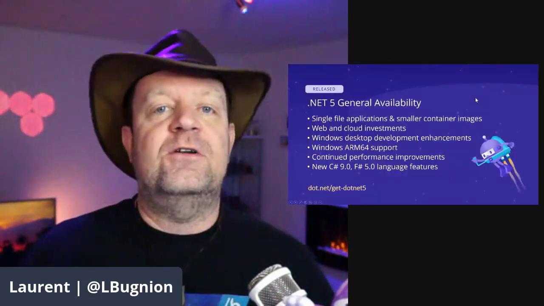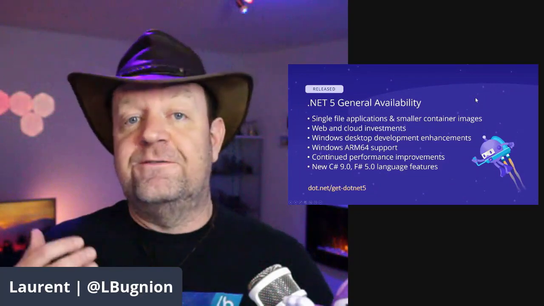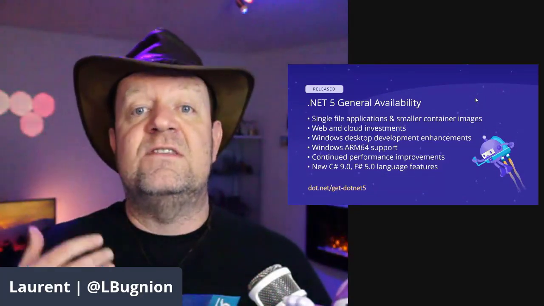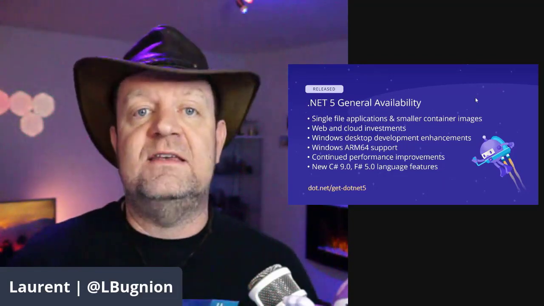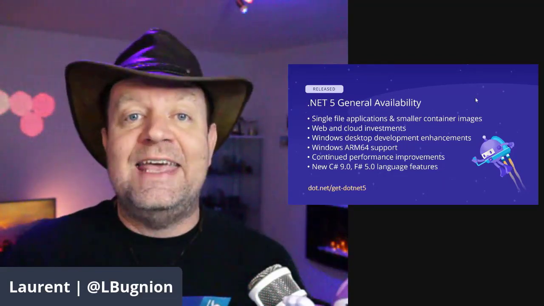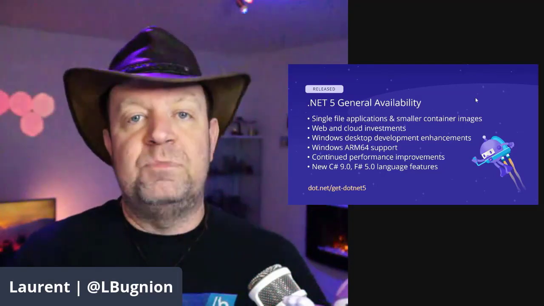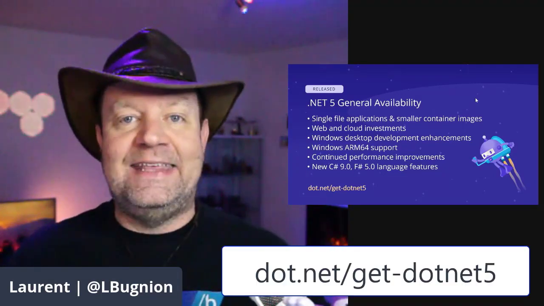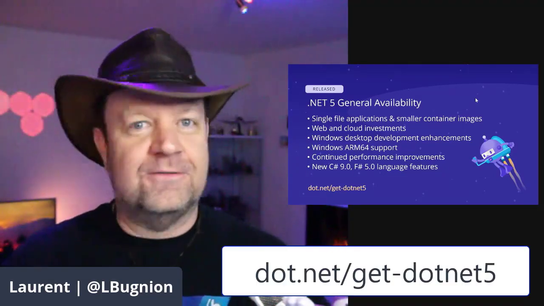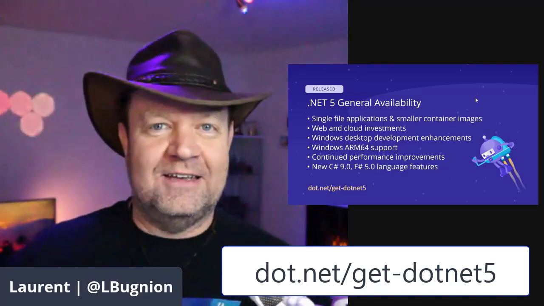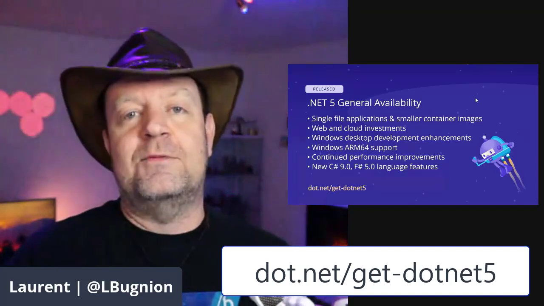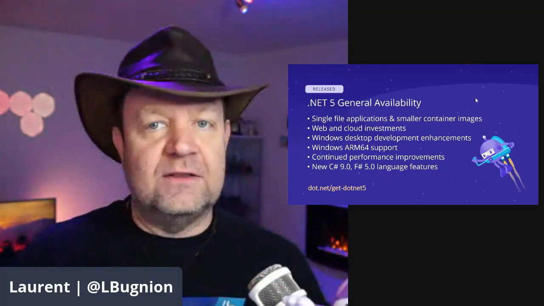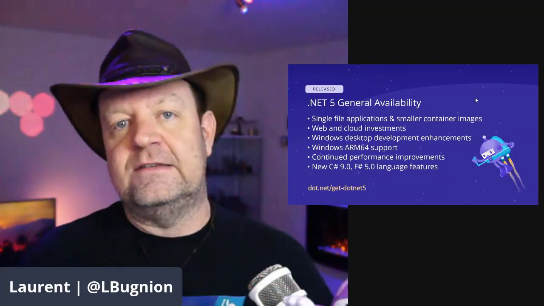So let's talk a little bit about .NET first and about what is going on with .NET. First of all, important to know there is general availability of .NET. This is since November 2020, November last year. And you can get .NET by going to .NET/get/.NET5. There are a lot of dot and net and get in that URL. But don't worry, because at the end, I'm going to give you a place where you can go and get the slides and you will have everything there.